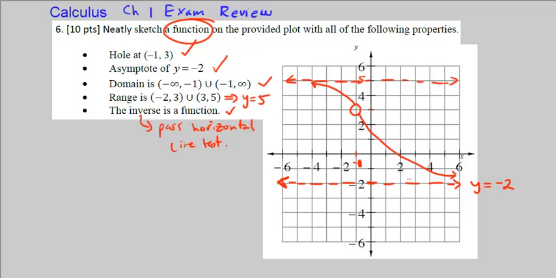Let me just do another one in blue. It could also go, we have a hole there. I can also go something like this to the right, right? Something like that would work too. That would satisfy all the conditions, and I would still have the y is equal to 5 horizontal asymptote and y is equal to -2, and it would pass the horizontal and vertical line tests and would have the domain and range as specified. So those are two examples, and most of them should look like either one of these that work. So that ends the review of number 6 on the Chapter 1 exam.